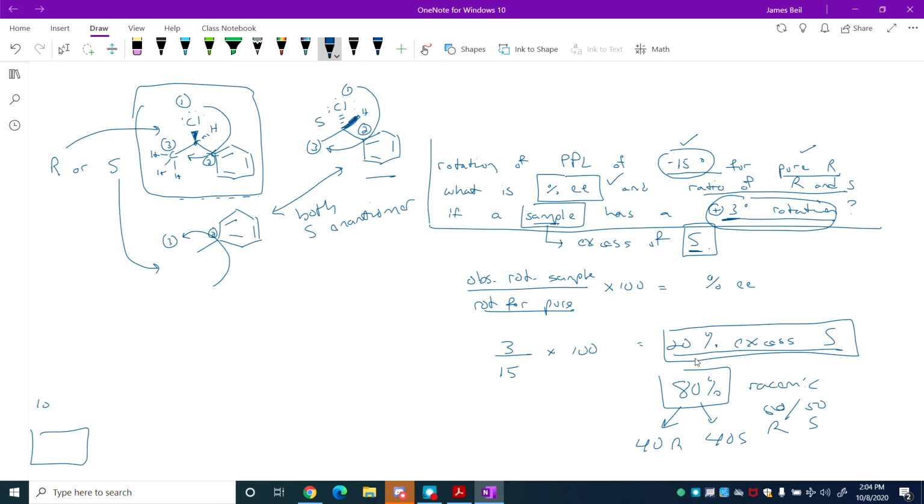And so what that gives me then is a total of 20S here that caused the rotation, plus the 40S here that was being canceled out by the R. That gives me a total of 60S for every 40R. Or 60% S, 40% R is the same as 20% excess S. Questions about that?